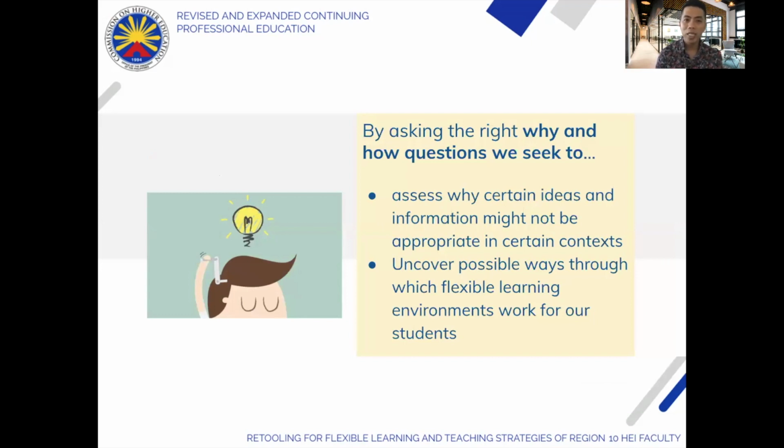educational experiences have been patterned from the U.S. because of our history of colonialism. Perhaps there are certain ideas and information that might not be appropriate, especially in our local context, in the school milieu, wherever we are teaching. And we also seek to uncover possible ways through which flexible learning environments work for our students.